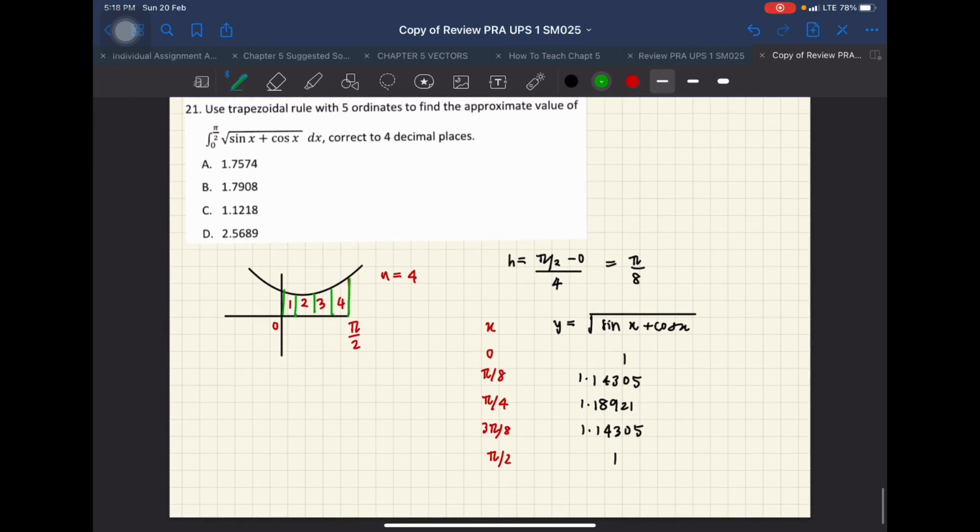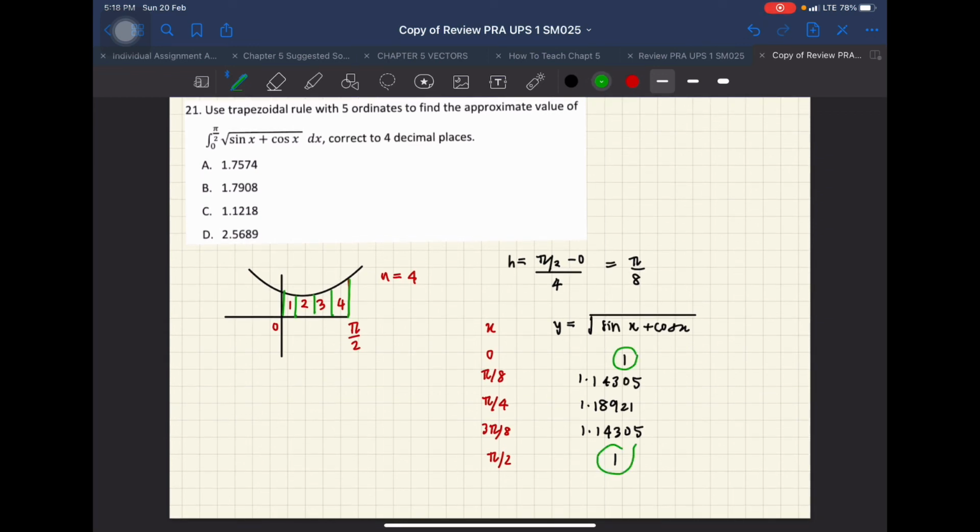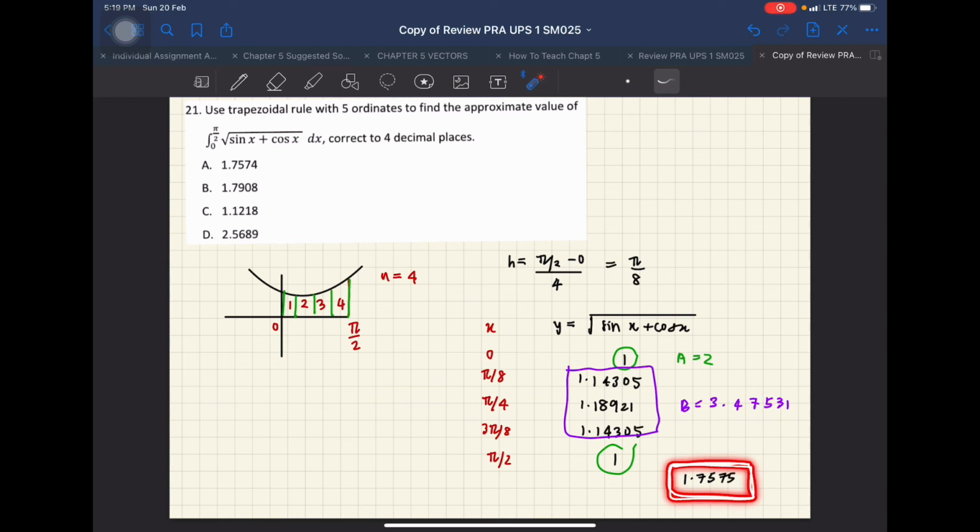Now we put them into the trapezoidal rule formula. You need to know the value of A, so A will be equal to 2. And what about B? B is the sum of these three, so B is equal to 3.47531. Try to calculate this yourself, and you should get the answer 1.7575. This is what I got, but there is no such answer. This one is the closest, so our answer is A.